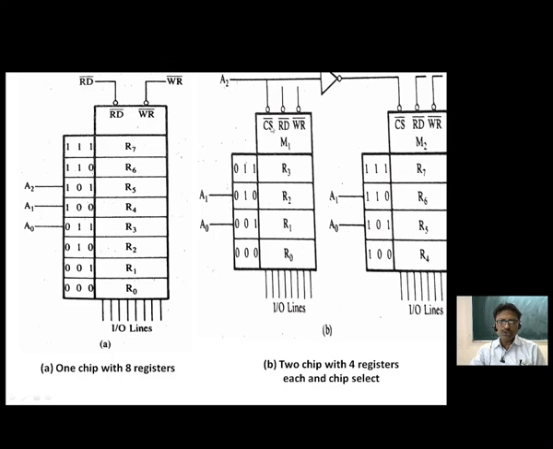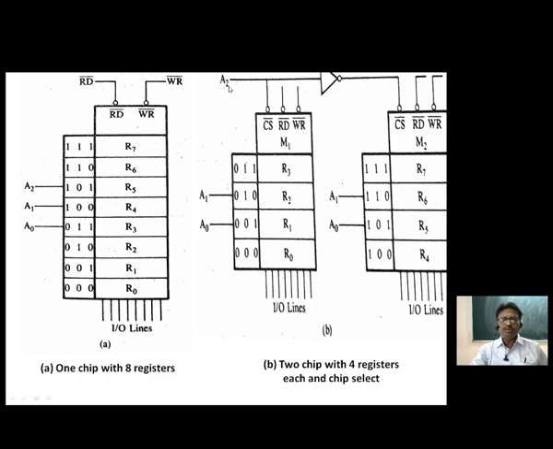So when A2 is 0, here you see A0, A1, and A2. So 00, 01, 10, 11, and A2 will be 0. In that case, if the address is 000, R0 will be selected. If the address is 001, R1 will be selected. If the address is 010, R2 will be selected. And if it is 011, R3 will be selected. So this is memory chip 1, this is memory chip 2.